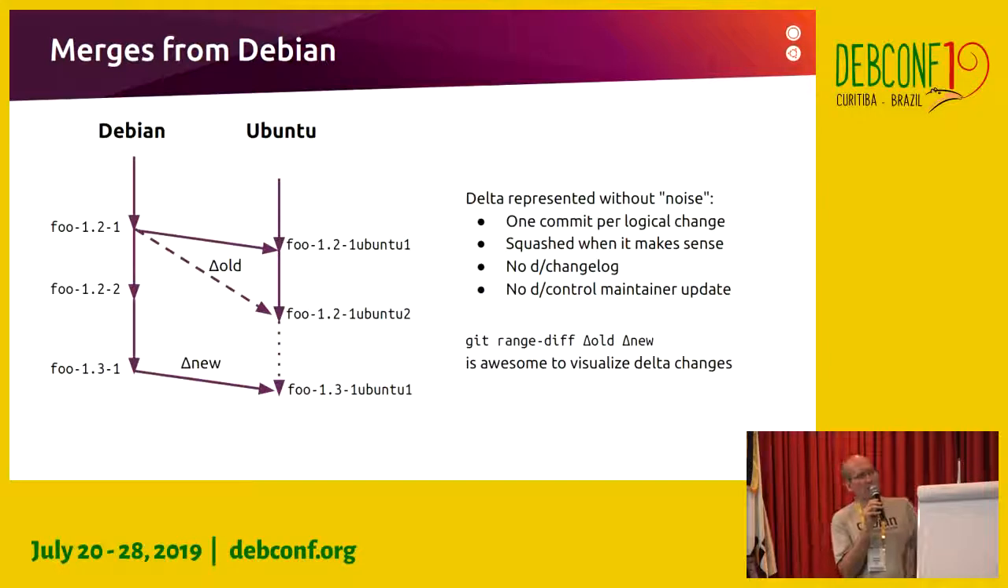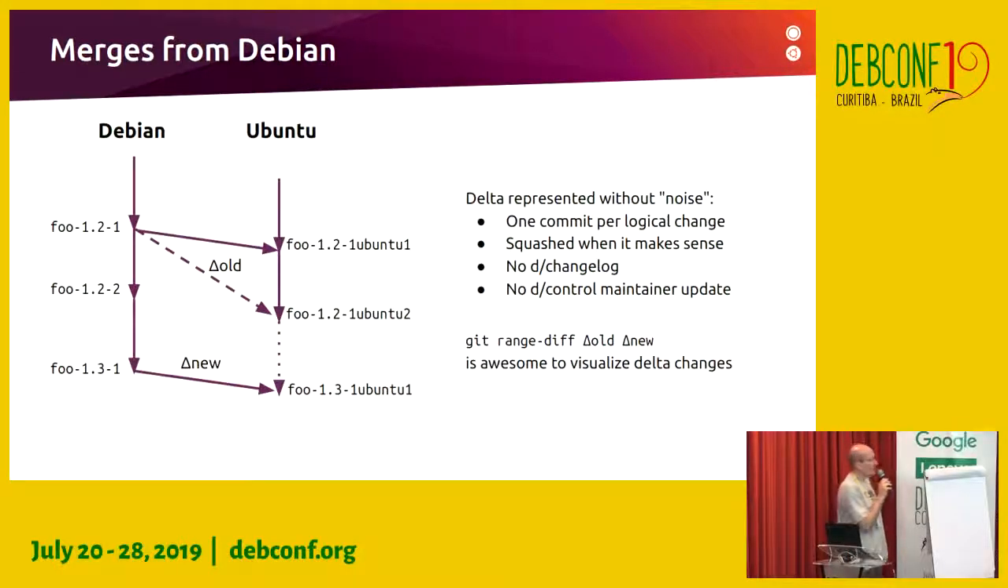That's one Ubuntu 1. Then Ubuntu decided to apply some other patches. That became one Ubuntu 2, and so on. And Delta old is what represents the Delta from Ubuntu when compared to the Debian base package that we imported. Debian continues making its own releases, and eventually Debian makes a new upstream release, 1.3, and we say, okay, we want to grab that. So how do we apply our Delta on top of that package?